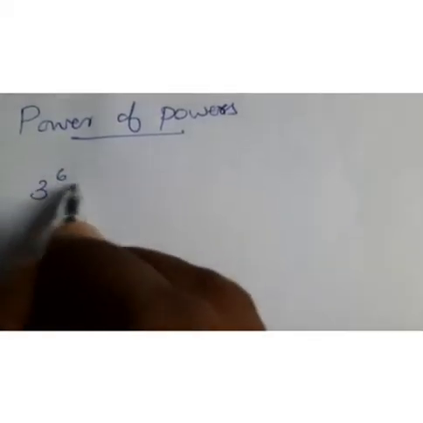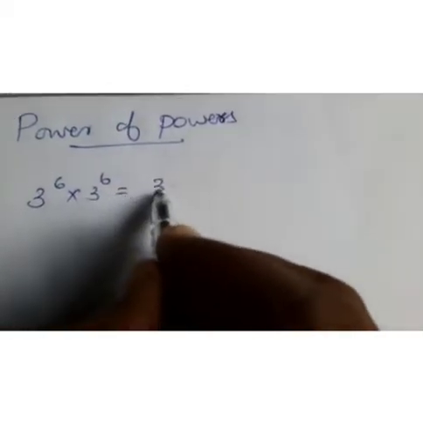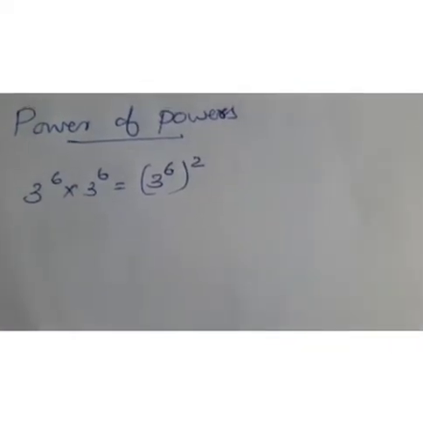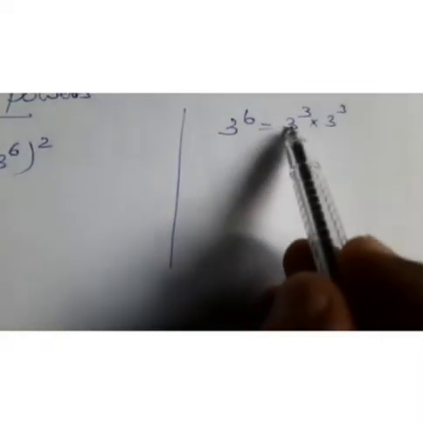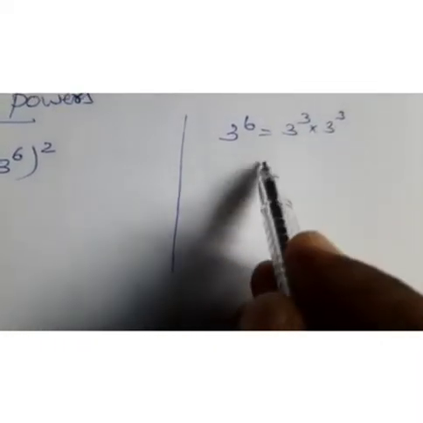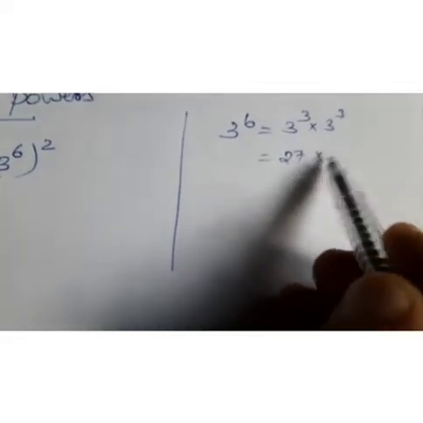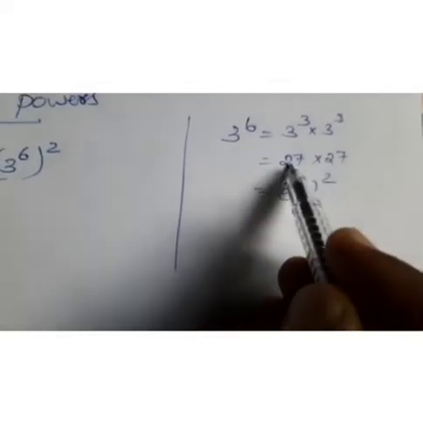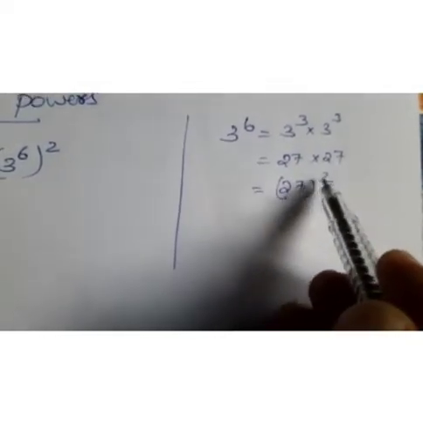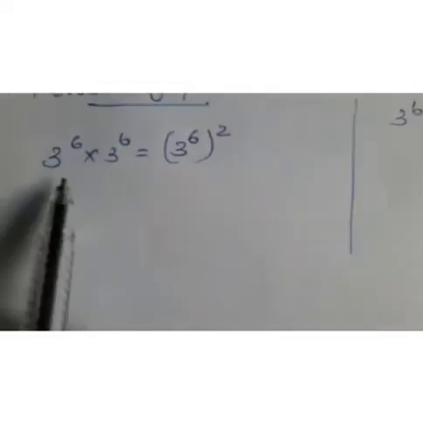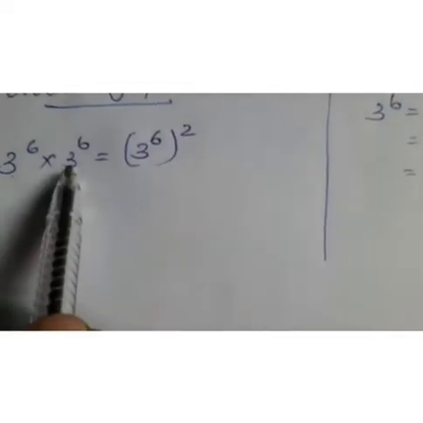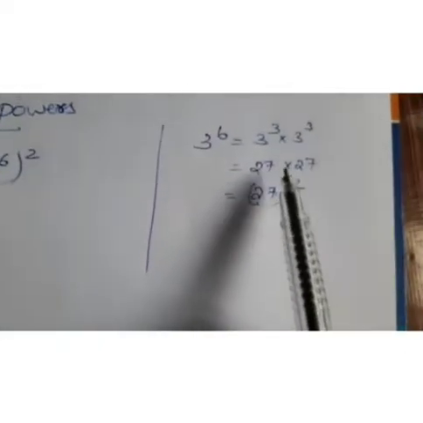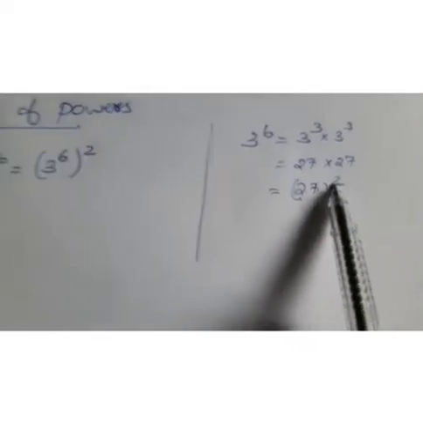3 raised to 6 into 3 raised to 6 we can write as 3 raised to 6 all raised to 2. How can we write that one? 3 raised to 6 we can write as 3 raised to 3 into 3 raised to 3 also. 3 raised to 3 is 27. Again 27. So you can write 27 raised to 2. 27 is multiplied 2 times. So it is 27 raised to 2. Same like we can write this one also. 3 raised to 6 into 3 raised to 6 is 3 raised to 6 all raised to 2.